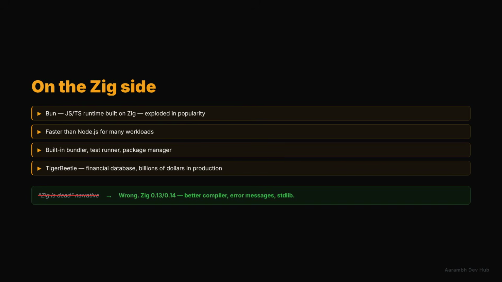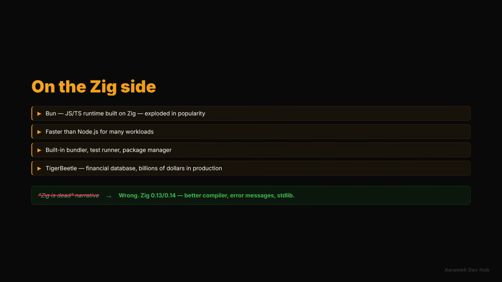Bun, the JavaScript and TypeScript runtime built on Zig and JavaScriptCore, has exploded in popularity. It is faster than Node.js for many workloads. It ships with a built-in bundler, test runner, and package manager, and under the hood, it relies heavily on Zig for its systems-level performance. Millions of developers are now indirectly using Zig every day.